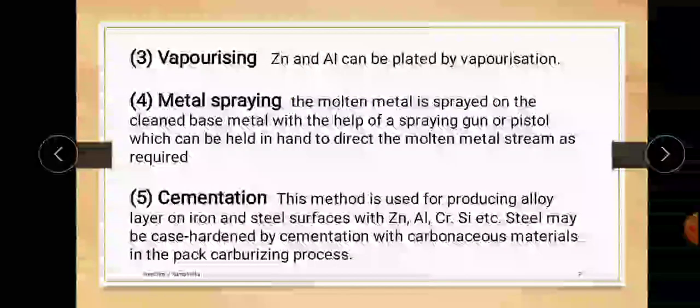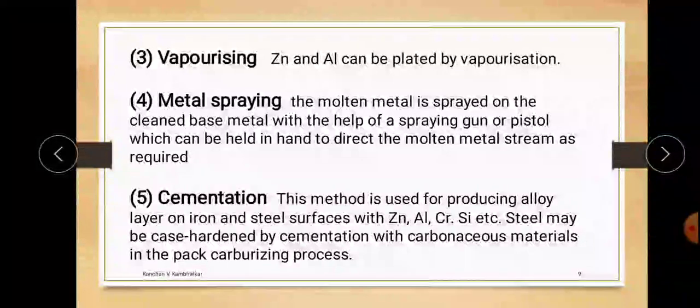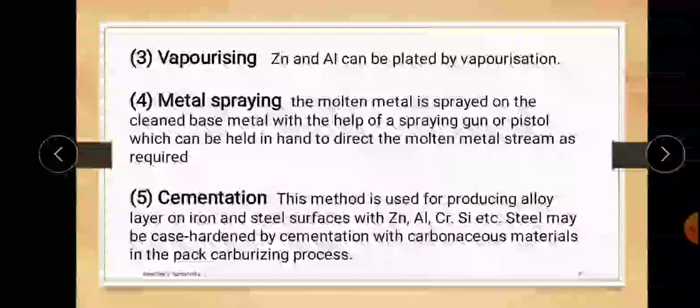Means when we are coating zinc by the hot dipping process, it is known as the galvanizing process. And when zinc is deposited on a material by vapor, it is known as the sherardizing method, or it is also known as the dry galvanizing method. And the deposition of aluminium is called calorizing. So the vaporization method is used for such metals where the hot dipping process is not available.